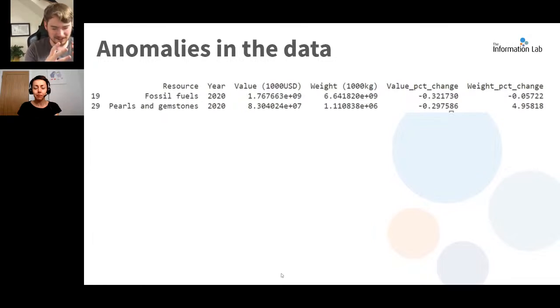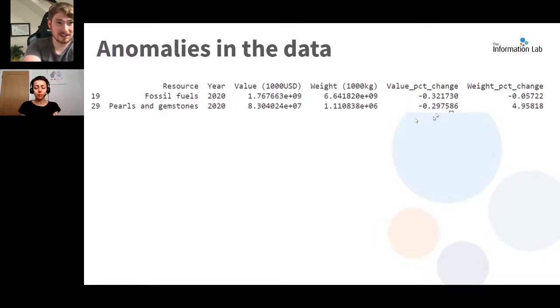So I asked it for the statistical significance. So what things have changed beyond a reasonable doubt of statistics. And it came back with these two: fossil fuels and these pearls and gemstones. Okay.